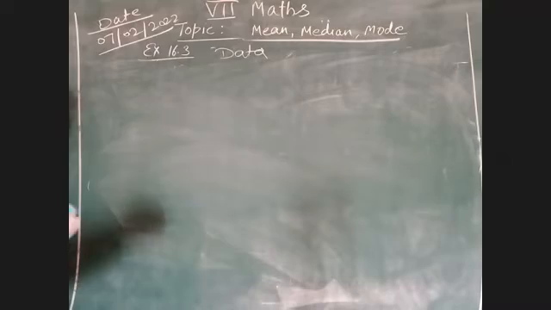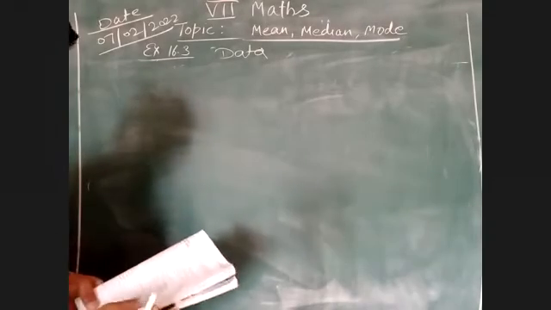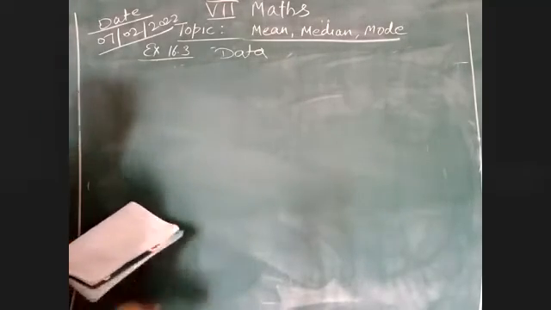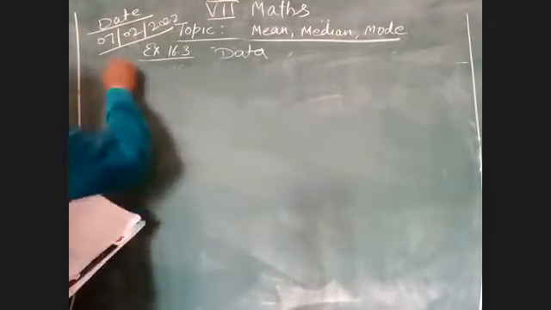In the fourth question, the scores in a mathematics test out of 25 of 15 students are as follows. Find the mode and median of the data.